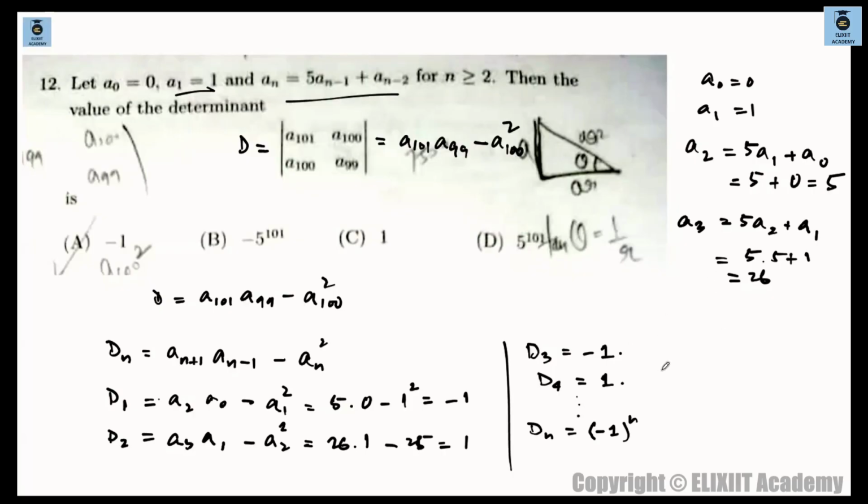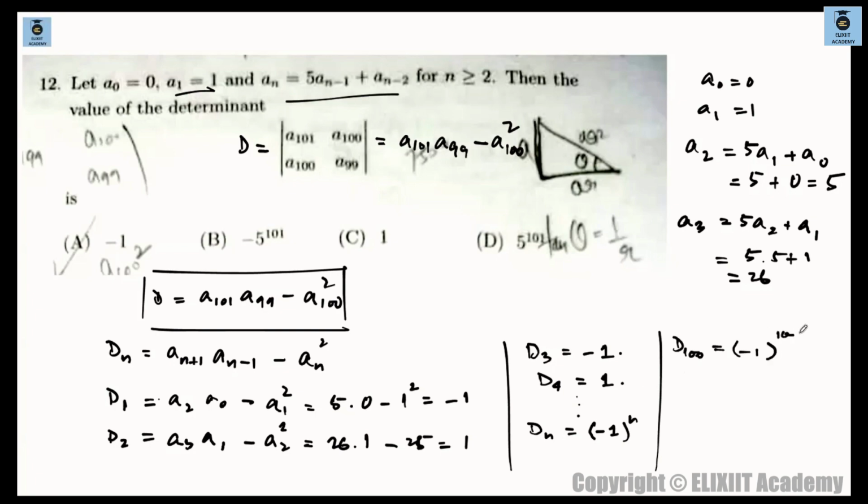So next, from here itself, we can find the relation. Basically, we have to find the value of this D, where we take n to be 100. This is Dn, where n is equal to 100. And D100 is what? D100 will be even number, so minus 1 raised to the power of 100, which is nothing but 1 only. So the value of this determinant will be 1. Option C must be correct.